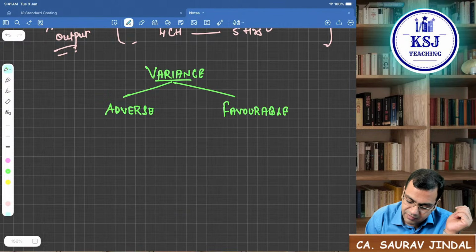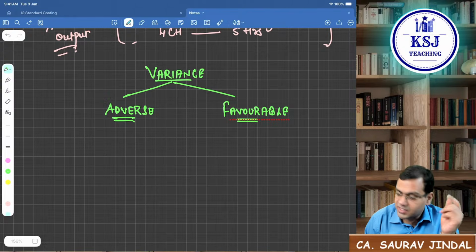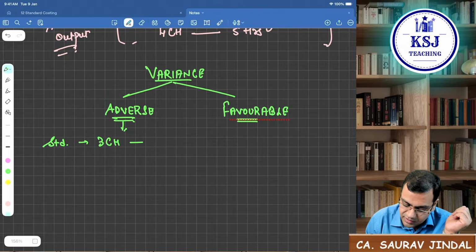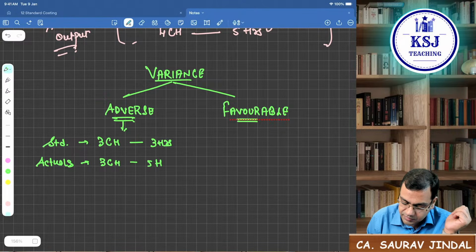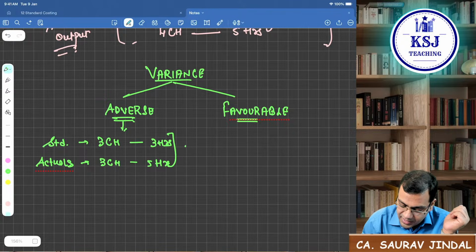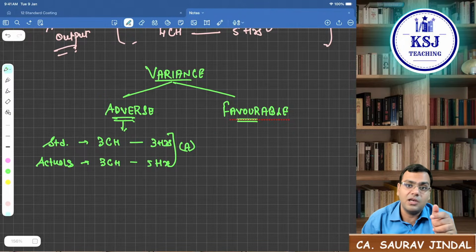It can be adverse or it can be favorable. What is an adverse variance? Adverse variance is when what you planned for differs from actuals. What is your standard? Your standard is that 3 chapters are to be covered in 3 hours. But what actually happened is 3 chapters in 5 hours. So this is your adverse variance. We denote it by A. That is a negative value.